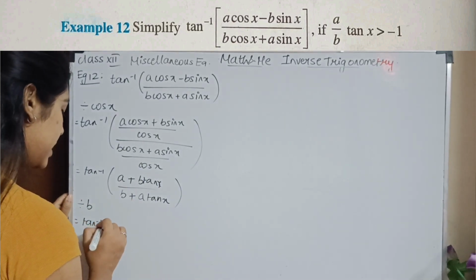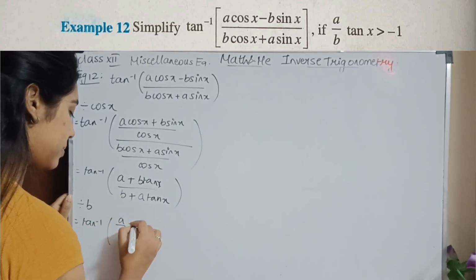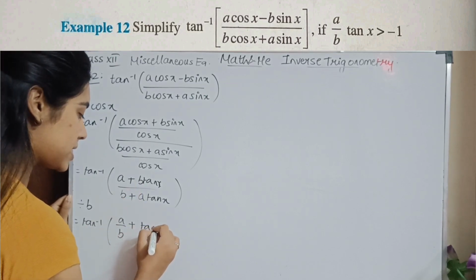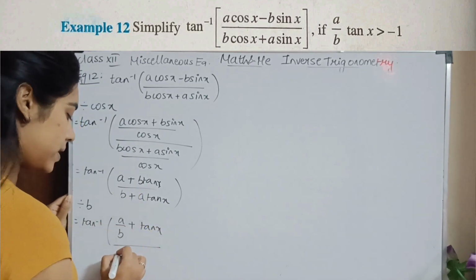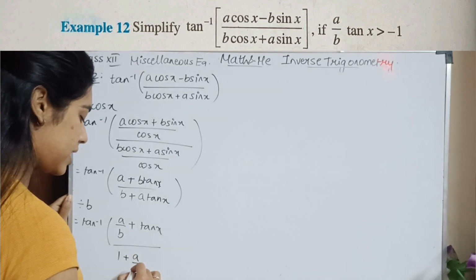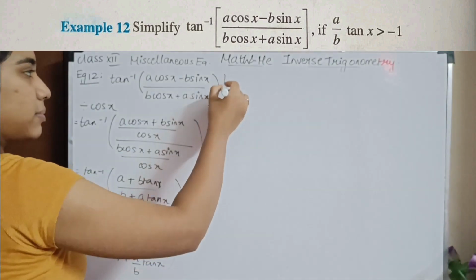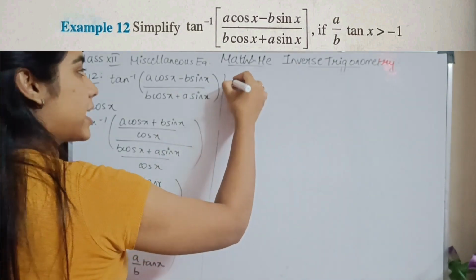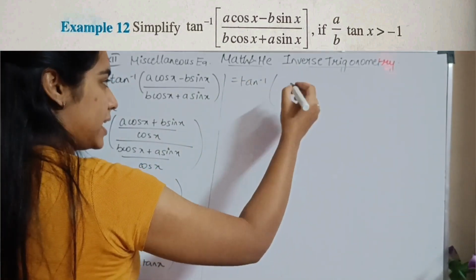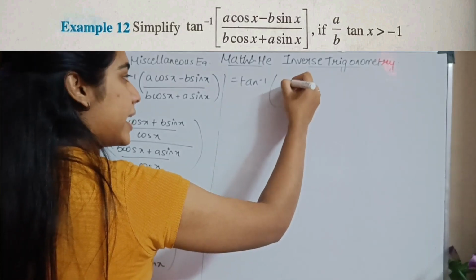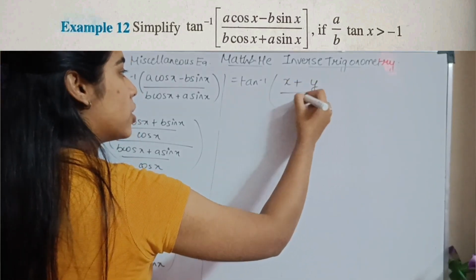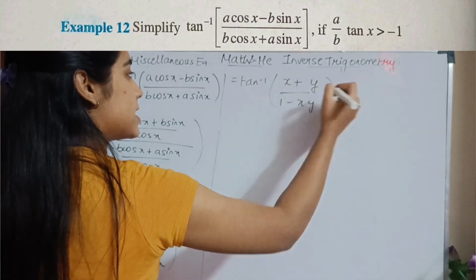So what will I have? Tan inverse of a divided by b plus, in that b cancels. So plus tan x. The whole divided by, here also b cancels. So it will be 1 plus a divided by b tan x. What do you notice? How does it look in the formula? What is inside my bracket? This is very very similar to tan inverse of x plus y, the whole divided by 1 minus xy.